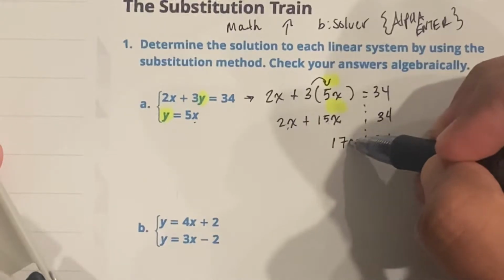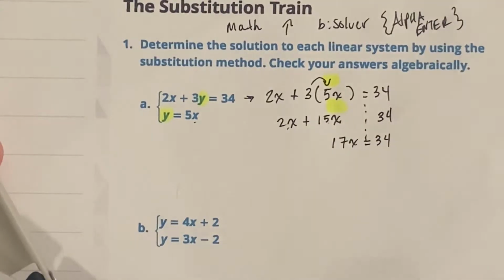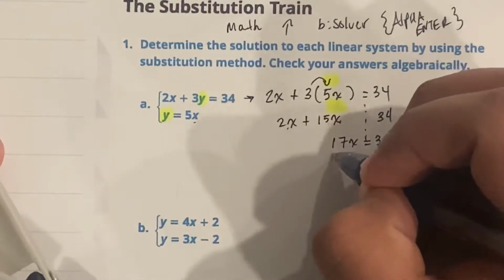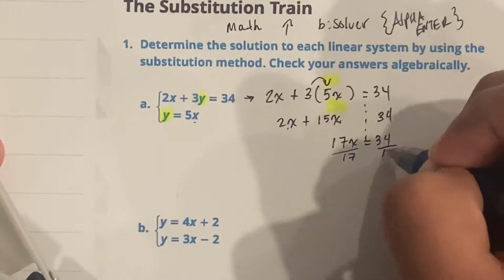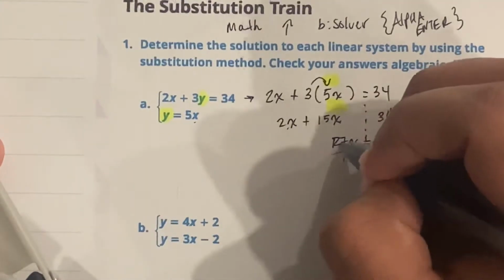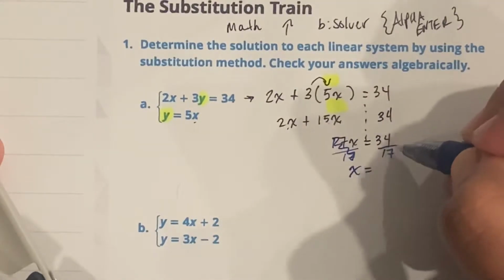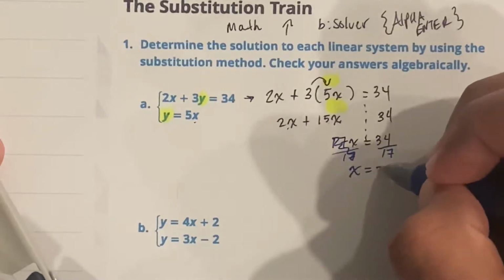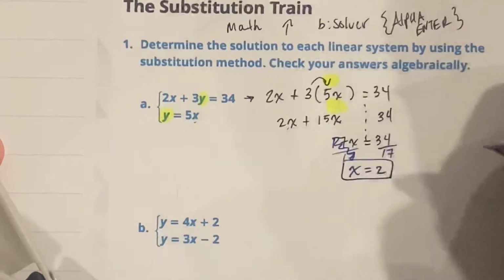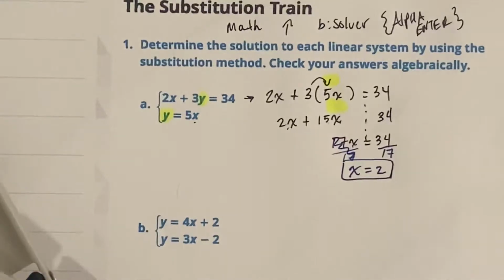17 and x are married. The only way to get rid of them is to divorce them, which is division. 17, 17, these cancel. x equals 34 divided by 17, which is 2. And that's my answer for x.